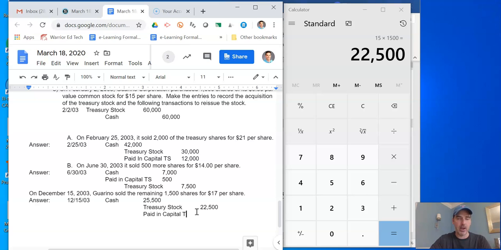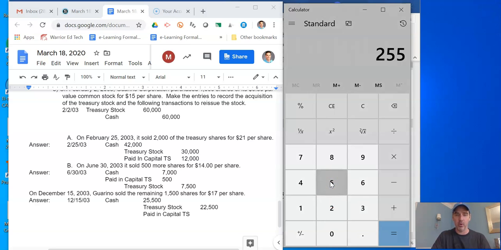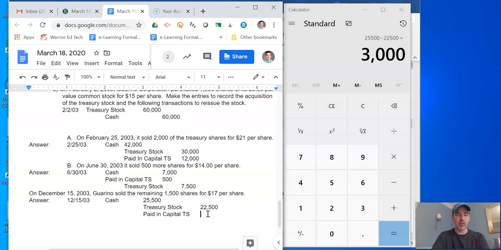So that paid in capital balances out the reselling of treasury stock. If you resell the treasury stock for more than what you rebought it at, the paid in capital treasury stock account will be credited. If you sell for less than what you bought it back at, we debit and decrease that paid in capital treasury stock account. So in this problem, we are selling it for more. There's the 25.5, and then we take out the 22.5, and we get 3,000 there. I didn't need to use a calculator, but I just wanted to show you how that was done.